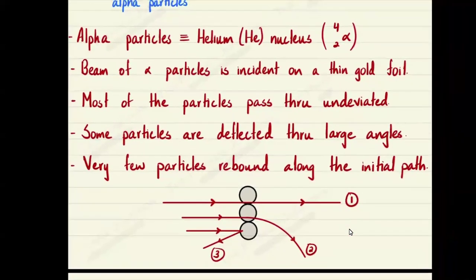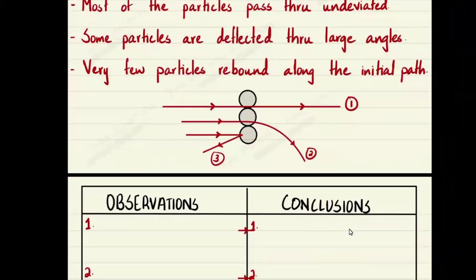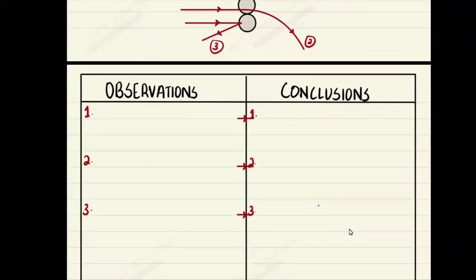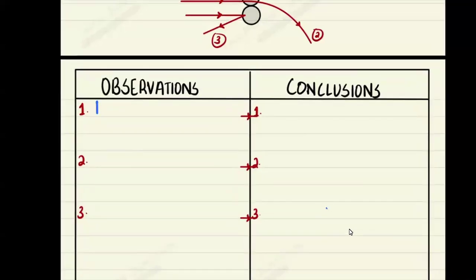This is shown in this diagram. So most of them, they just go through undeviated. Some are deflected through large angles like this, and some rebound back along the original path. Now, each of these relate to an observation, and for each of those observations, we get some conclusions about the structure of the atom. So the purpose of the alpha scattering experiment is to get more information about an atom and how the particles in an atom are organized. So the first thing that I see is that most of the alpha particles remained undeviated.